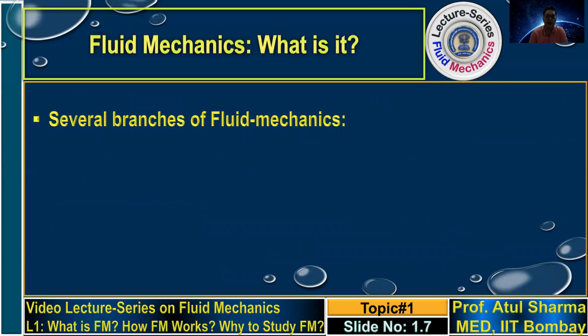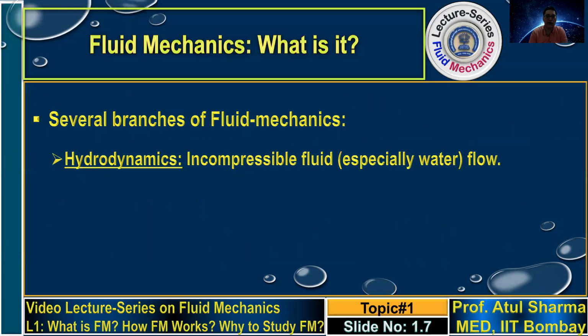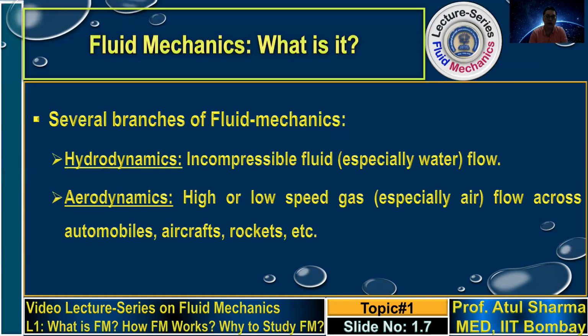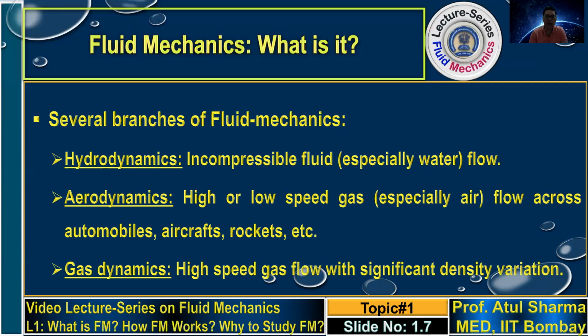There are several branches of fluid mechanics. Whenever we study incompressible fluid flow where the density is almost constant, especially water, this is called hydrodynamics. Whereas if you study high or low speed gas flow, especially air, for flow across automobiles, aircrafts and rockets, we call that branch of fluid mechanics aerodynamics. Whereas if you study high speed gas flows with significant density variation, then it is called gas dynamics.